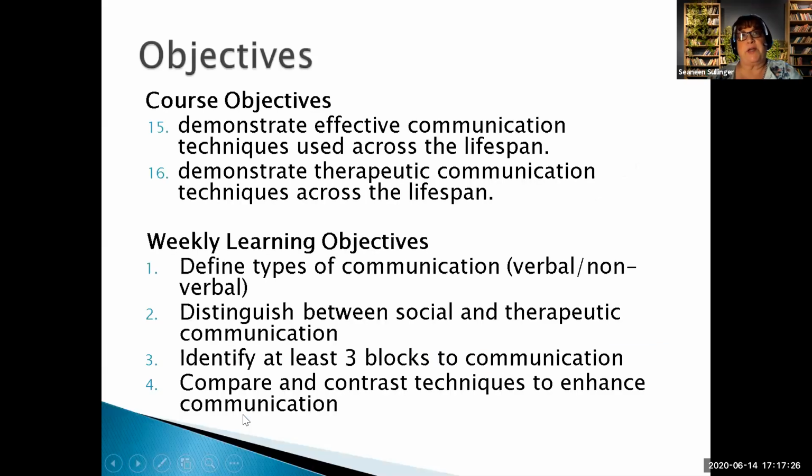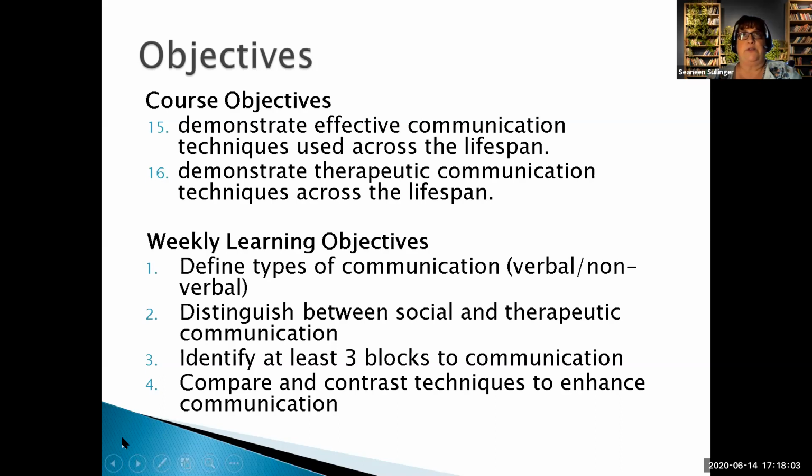So the course objectives that we're meeting today would be demonstrating effective communication techniques used across the lifespan and demonstrating therapeutic communication techniques across the lifespan. And the weekly learning objectives are to define types of communication, verbal, nonverbal, and to be able to distinguish between social and therapeutic communication, to identify at least 3 blocks to communication, and to be able to compare and contrast techniques to enhance communication.